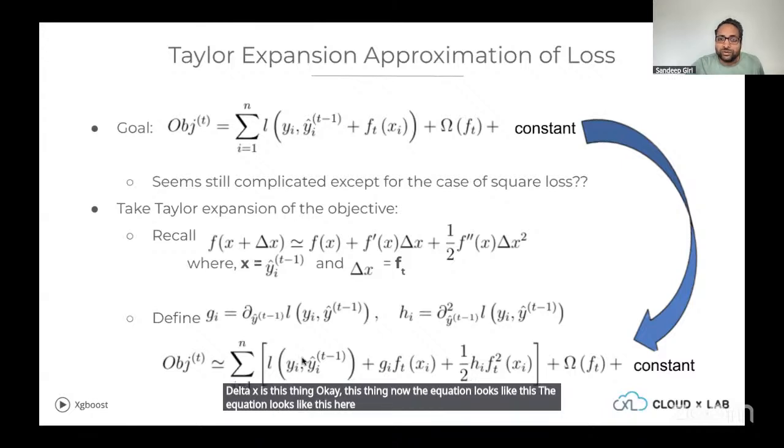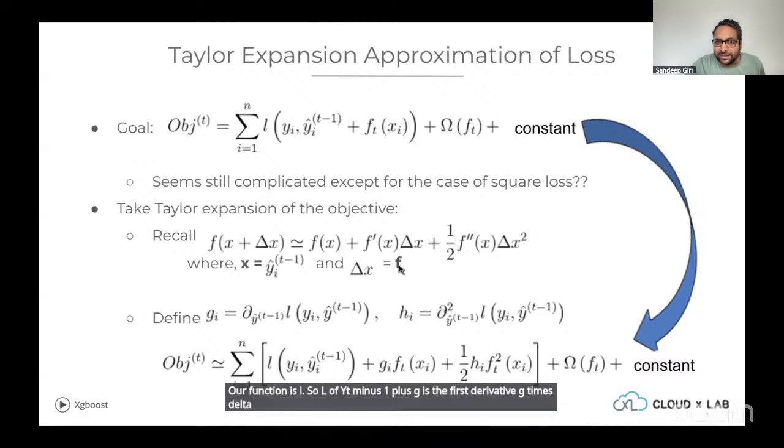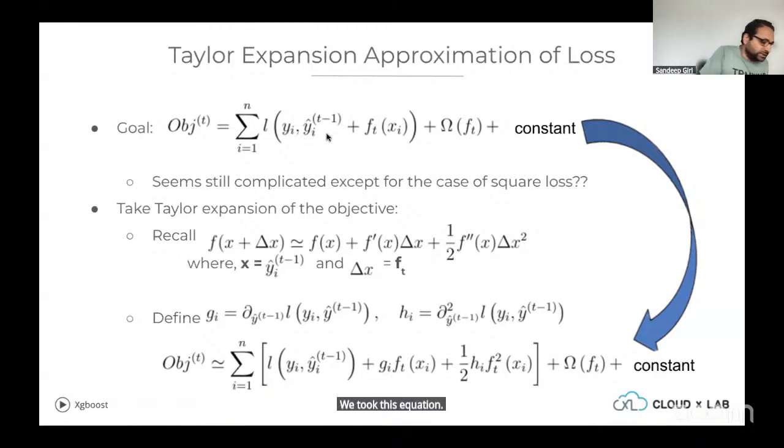So if you put it in this, f of x is what? This is our L. Our function is L. So L of y t minus 1 plus g, the first derivative, times delta x. Delta x is nothing but f t. And then half of h times f t square. So essentially we took this equation, this is our x, this is our delta x, and we did the expansion of this using the Taylor series.